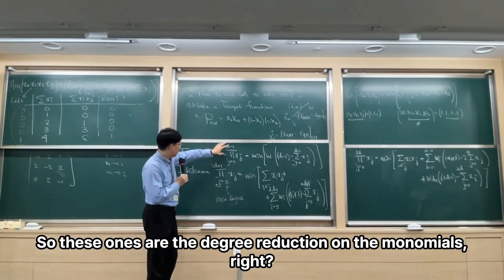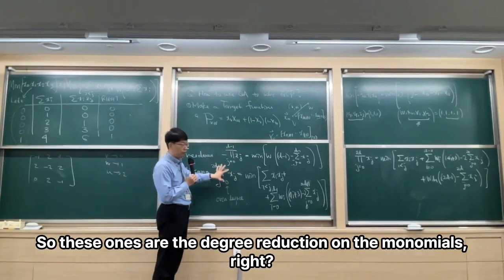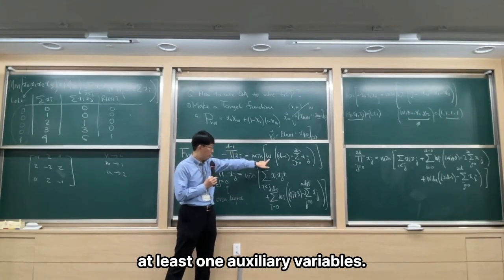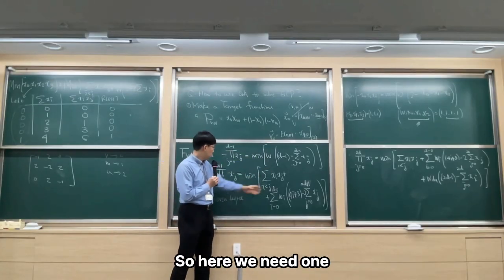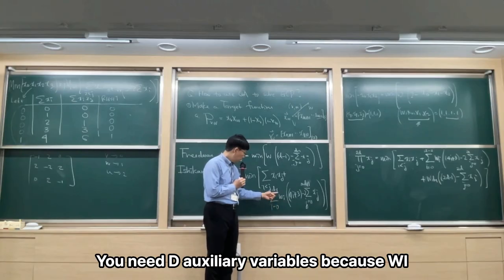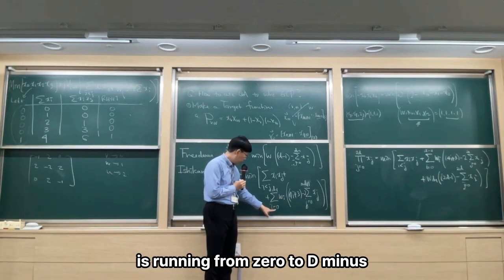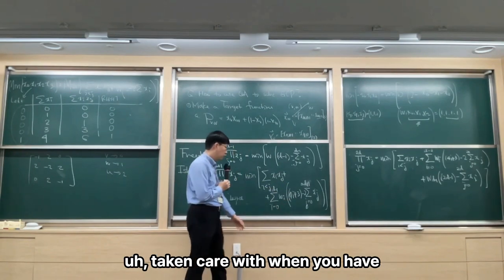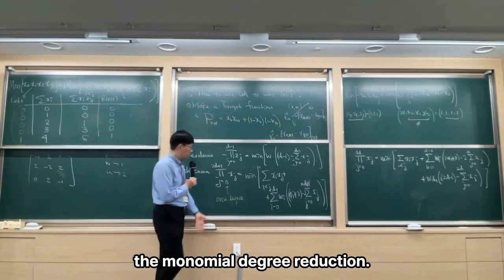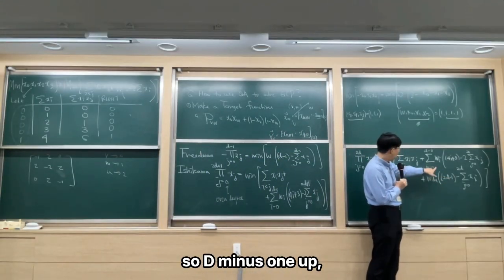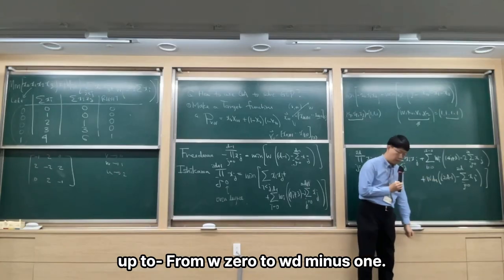So these ones are the degree reduction on the monomials, right? So each monomial has at least one auxiliary variable. So here we only need one, but in this case, how many auxiliary variables do you need? You need the auxiliary variables w_i, where i is the index of w, running from 0 to d minus 1. So there are more variables to take care of when you have the monomial degree reduction. And also here you have d.